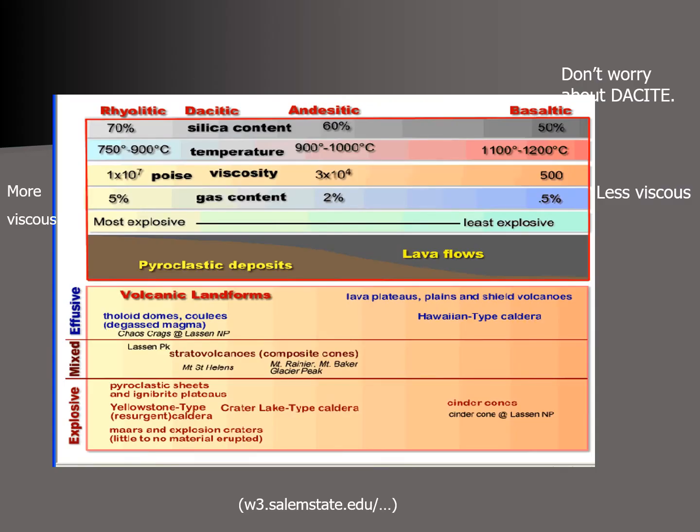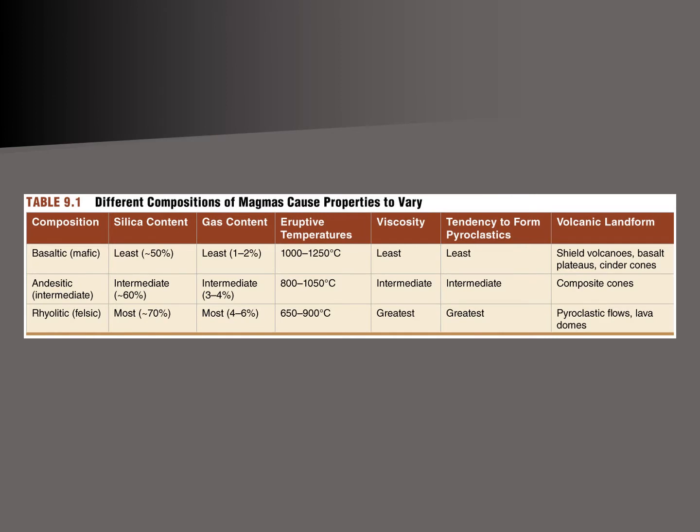You can skip this slide here, or you can pause here and take a look at it. I guess one thing I might point out on this slide that we haven't talked about yet, but will soon, is temperature. You're going to see that your mafic magma, which fuels your gentle shield volcanoes, is going to have a higher temperature than your felsic magma.